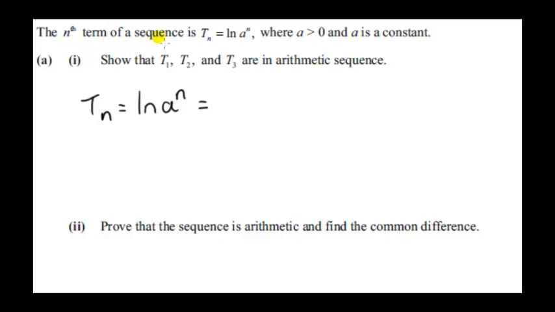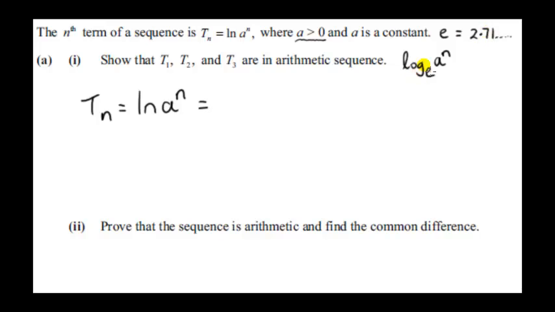The nth term of a sequence is t sub n equals ln of a to the power of n, where a is positive and a constant. Now, as a brief aside, I just want to mention why a has to be positive. I may have done this before, but I'll just do it again. Now, we're getting the ln of a to the power of n. That means log to the base e of a to the power of n. We've seen before that e is roughly 2.71, etc. e is a positive number.